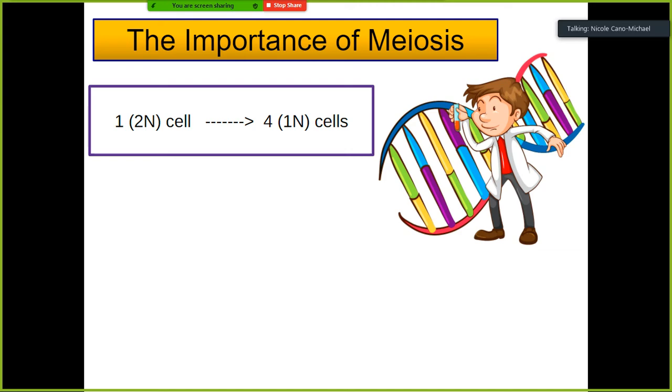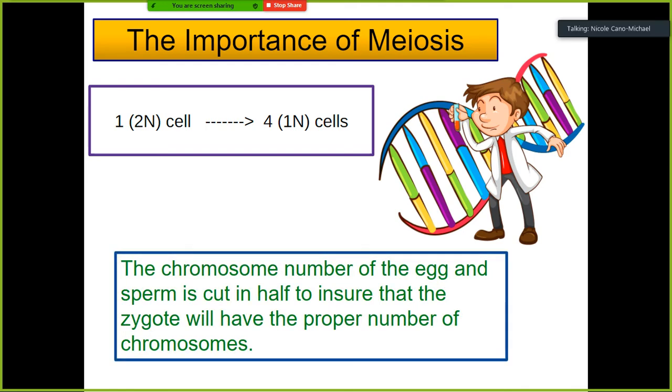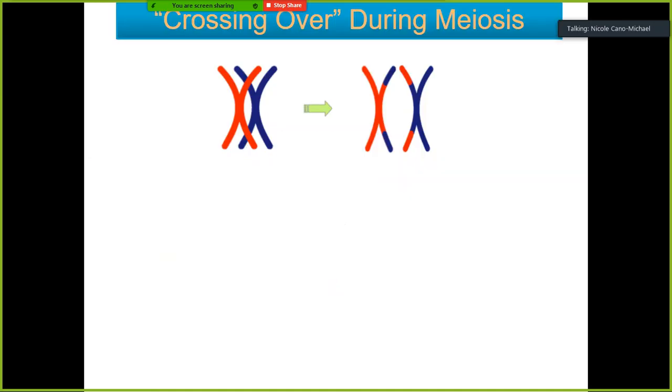1 cell that is diploid becomes 4 haploid cells. The chromosome number in the eggs and the sperm are cut in half, again, to ensure that the zygote will have the proper number of chromosomes, because all of this is being done so that we can eventually form a zygote, which is going to eventually develop into our offspring.